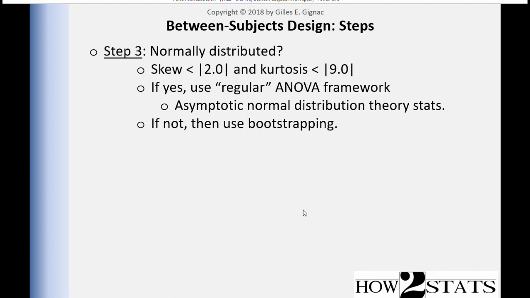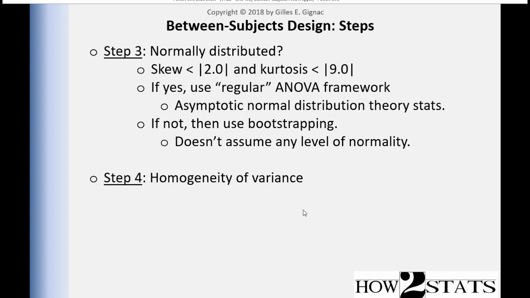But if you do have skewness greater than 2 and/or kurtosis greater than 9 and/or you have outliers in your data and you don't want to Winsorize them for whatever reason, then you have the option of using bootstrapping. And so that's something I'll consider doing if I am in that situation, because it doesn't assume any level of normality. So the final step here, in terms of the basic procedures, is that I'll look for homogeneity of variance. And I'll use the Levene's test of homogeneity of variance for that.